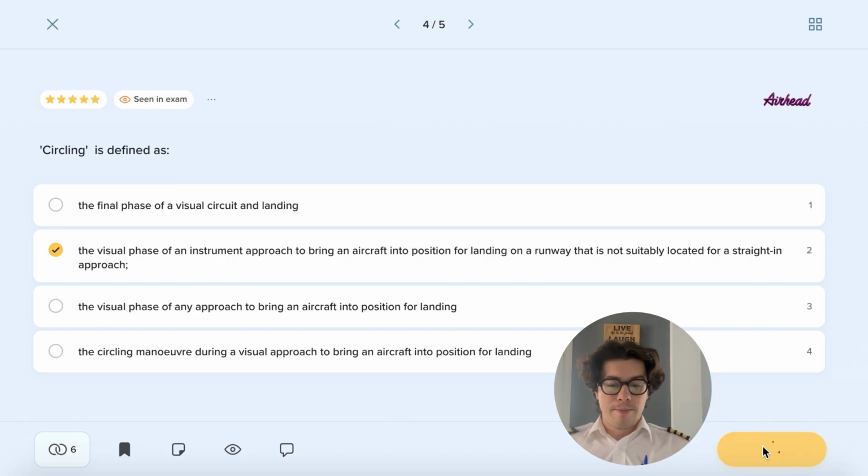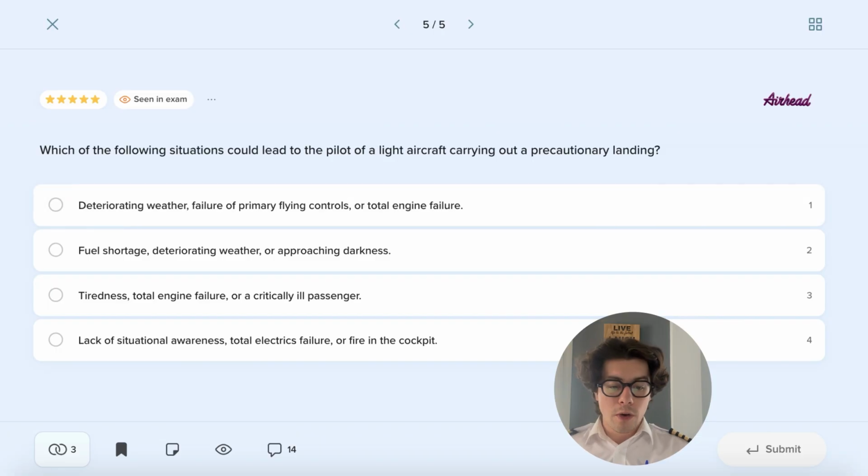And then lastly, question number 5. Which of the following situations could lead the pilot of a light aircraft to carry out a precautionary landing? So there are 2 types of landings that you'll need to remember, which is a forced landing and precautionary landing, and also there's something called PFL, which is practiced forced landing, which you'll do many times during your flight training. So a precautionary landing is a landing where everything is relatively okay with the aircraft, there is no imminent danger, and you can still fly it.